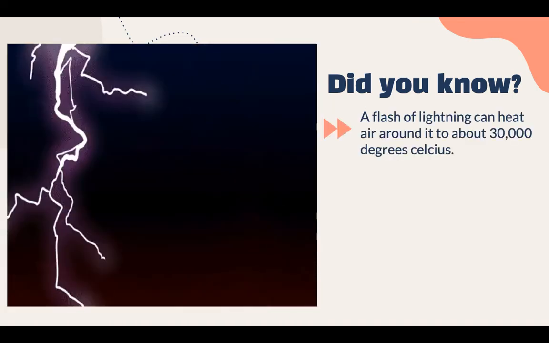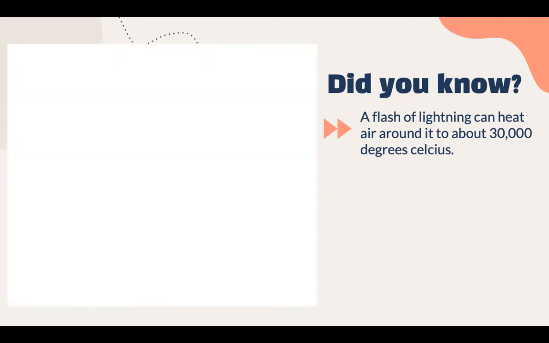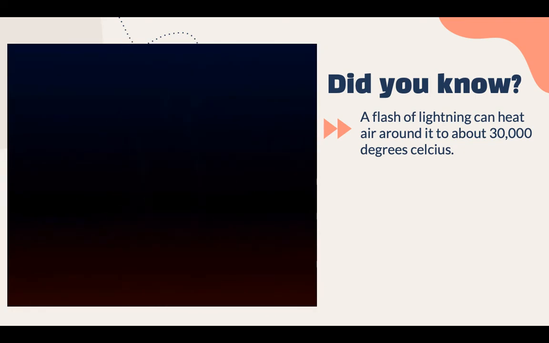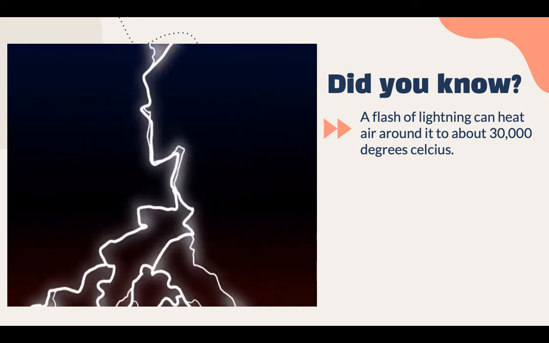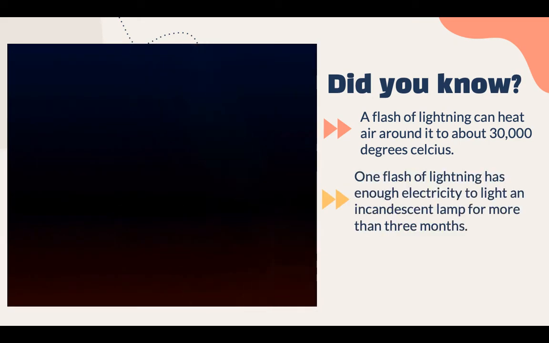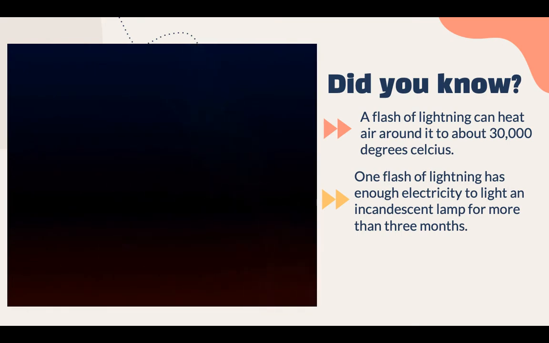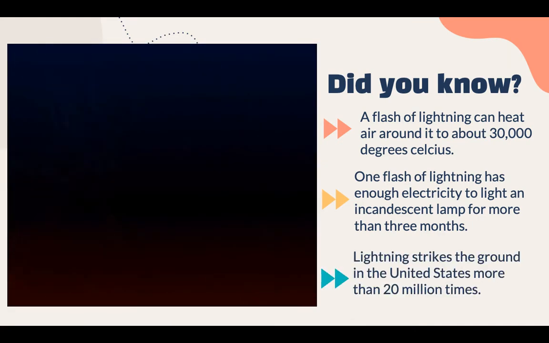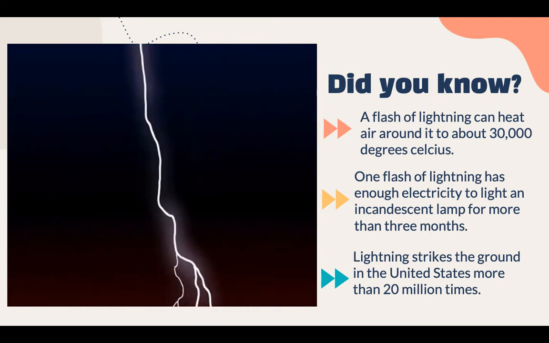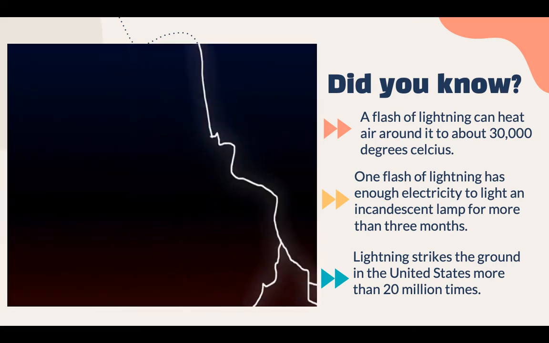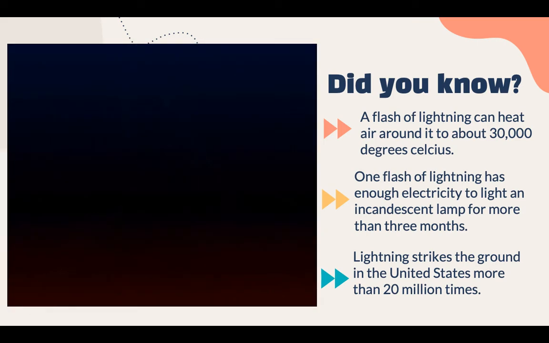Did you know that a flash of lightning can heat the air around it to about 30,000 degrees Celsius? It is 5 times hotter than the surface of the sun. Further, one flash of lightning has enough electricity to light an incandescent lamp for more than 3 months. In addition, lightning strikes the ground in the United States more than 20 million times, and it is so frequent that maybe none of us ever thought of it.